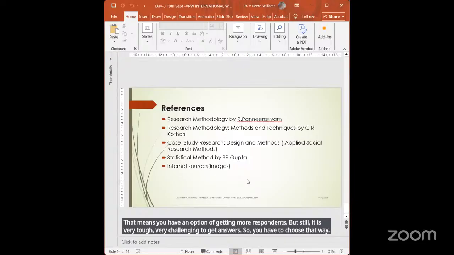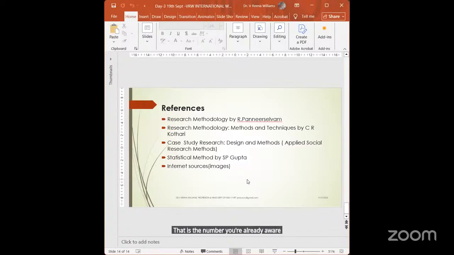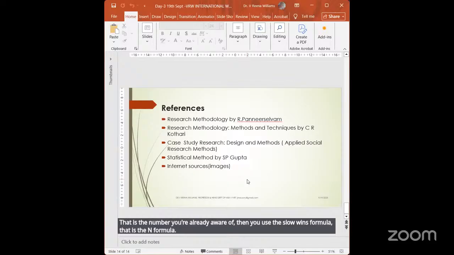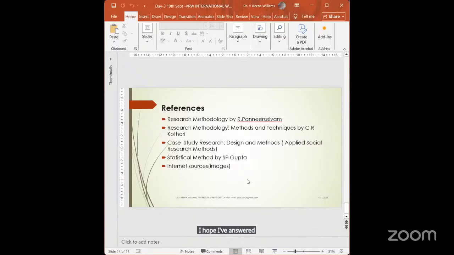If it is a number you are already aware of, then you use Slovin's formula, that is the N formula. I hope I've answered your question, please.